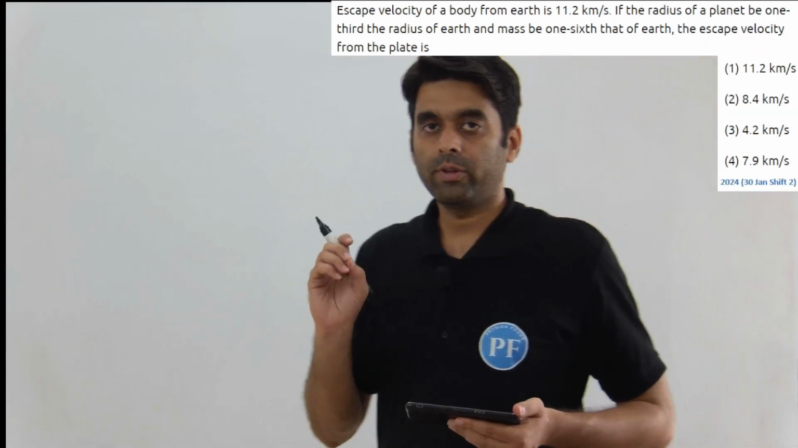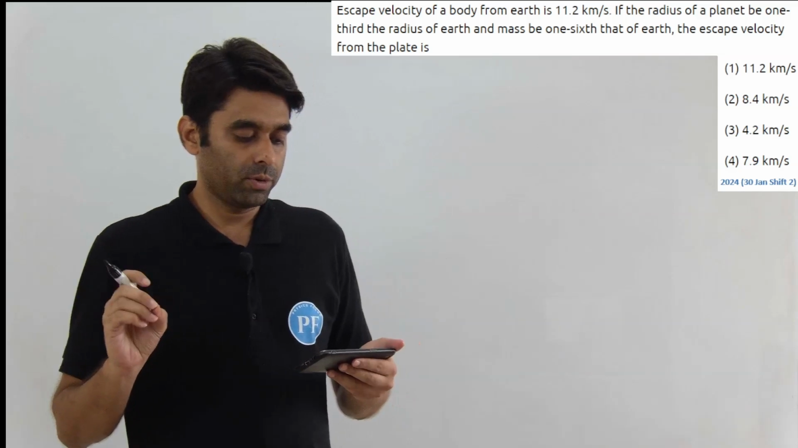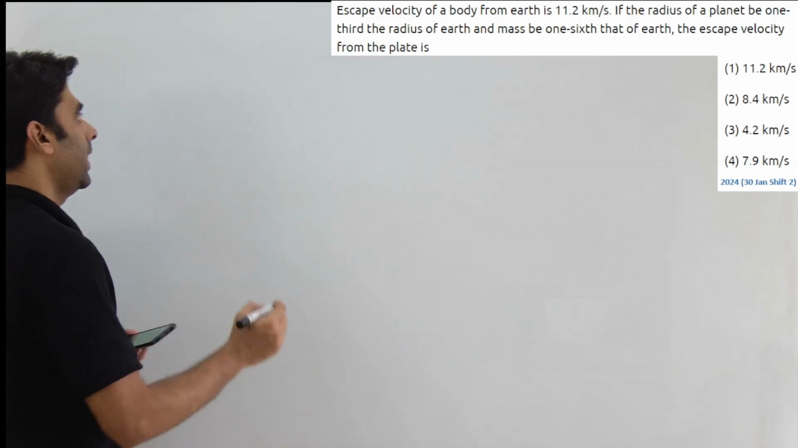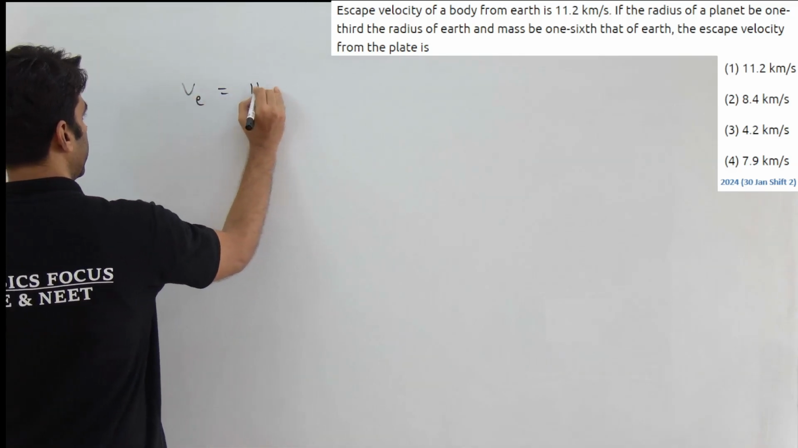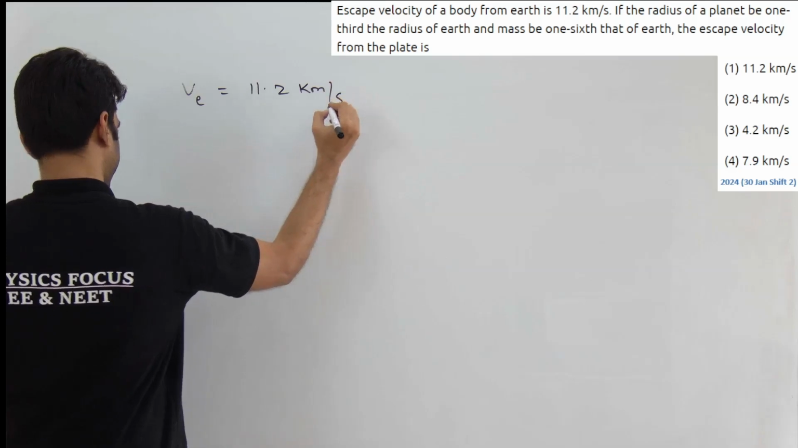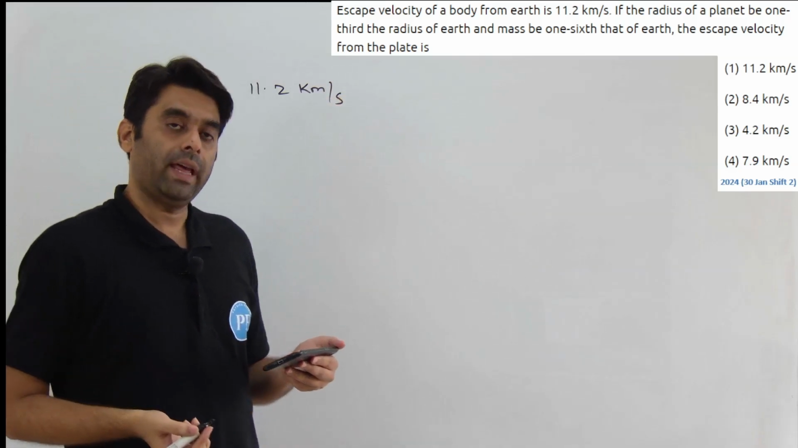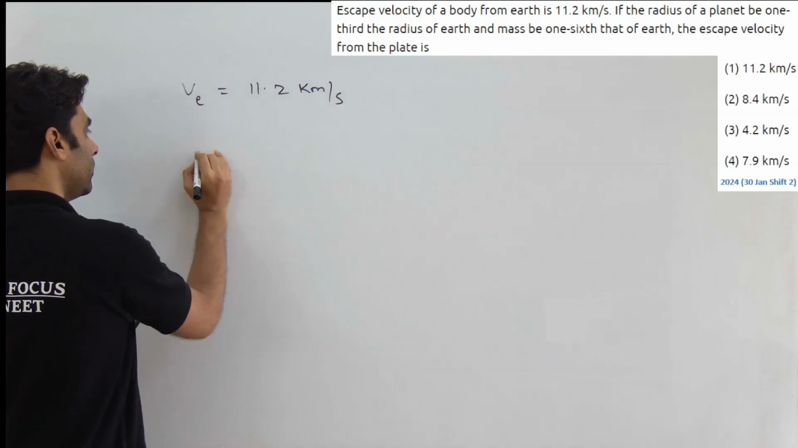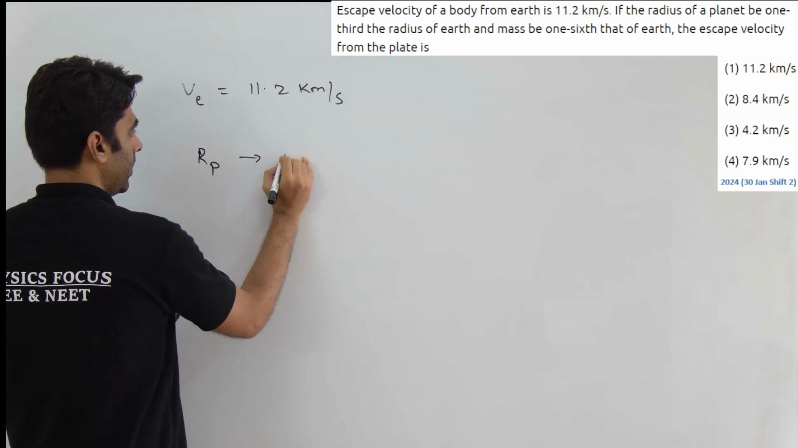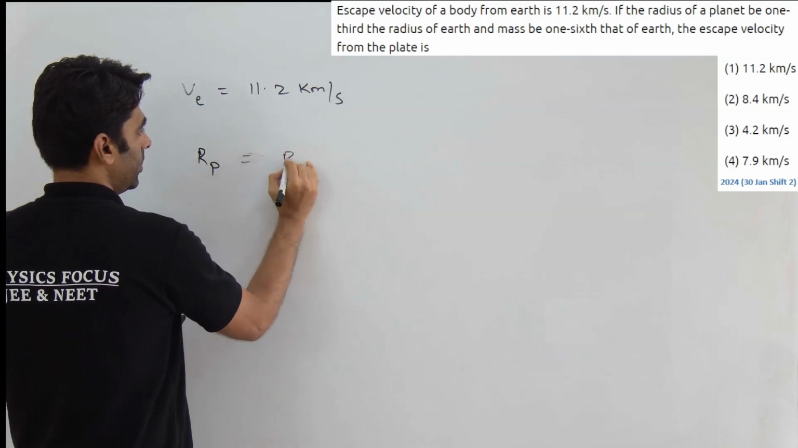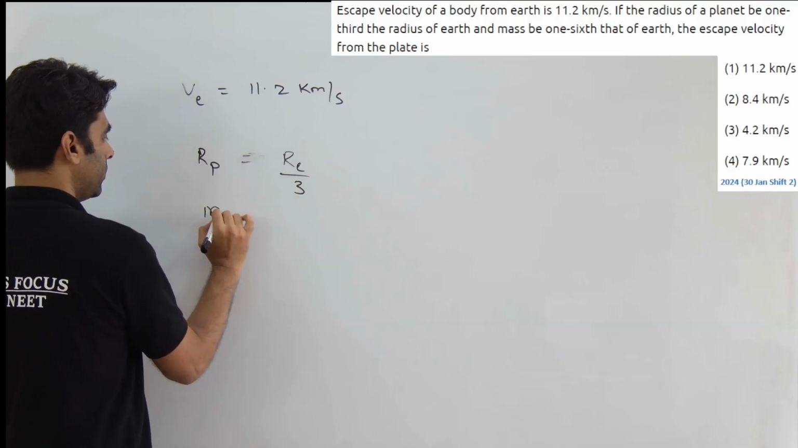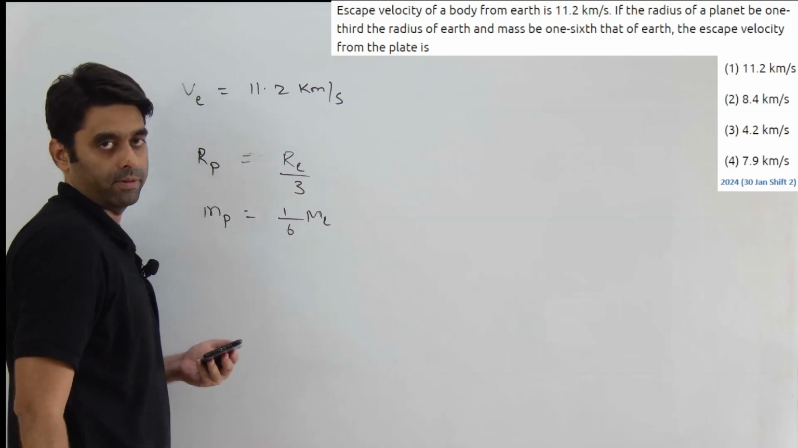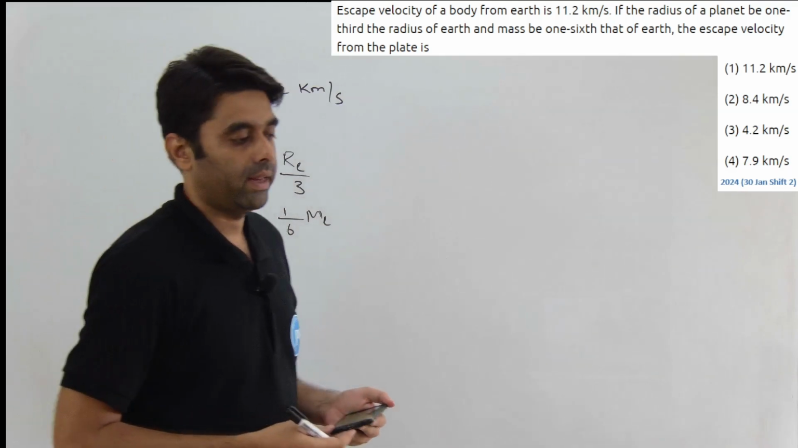Okay, so the next question says the escape velocity of a body from Earth is 11.2 kilometer per second. It's a standard result. We know escape velocity from Earth's surface is 11.2 kilometer per second. If the radius of a planet is one third the radius of Earth and its mass is 1/6 that of Earth, this is the data given to us. The escape velocity from the planet is, how to deal with it?